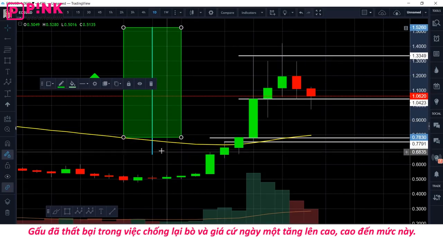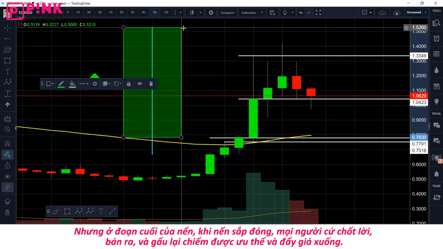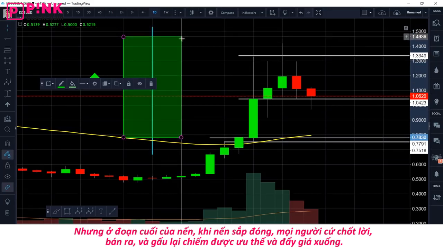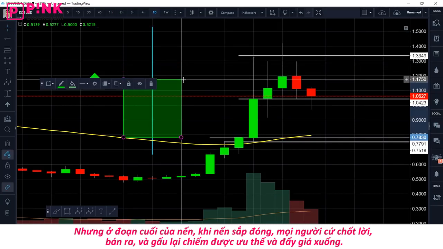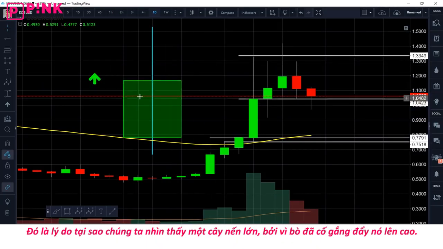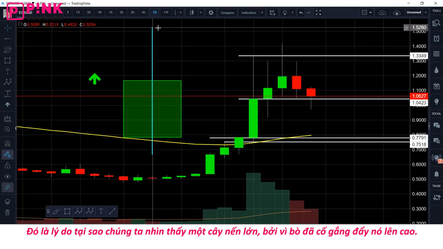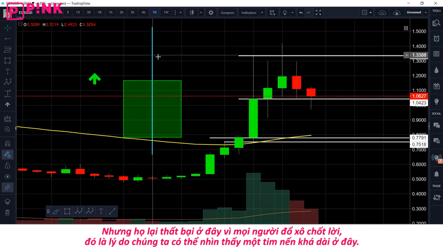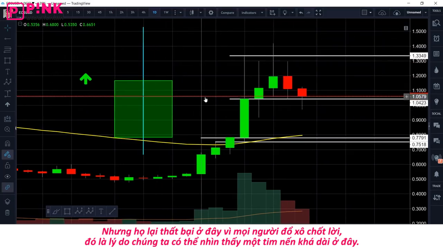Bears lost the fight. Bulls pushed it all the way up, way over here. But by the end of the candle close, by the end of the day, people took profit. Bears won. And then we moved down to a low level like that. And that's why we see a big candle, because the bulls tried to push it all the way up, but they lost right there because people were taking profit, okay? And that's why these long wicks show.